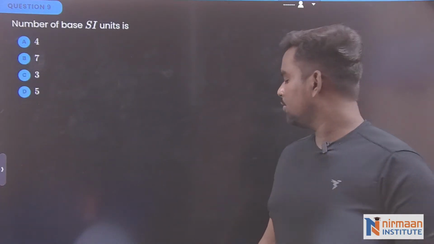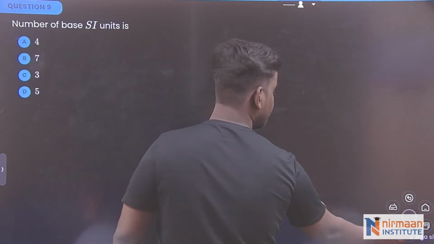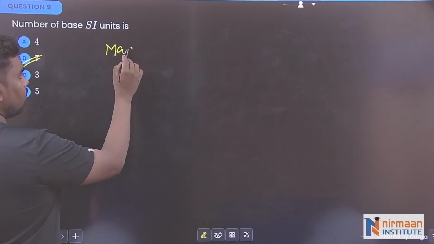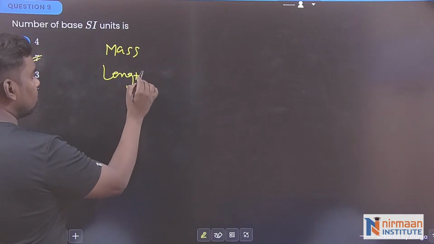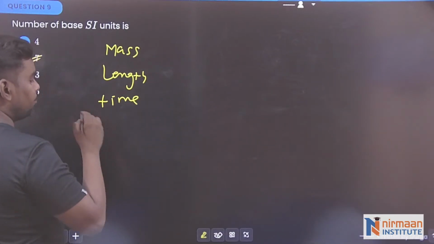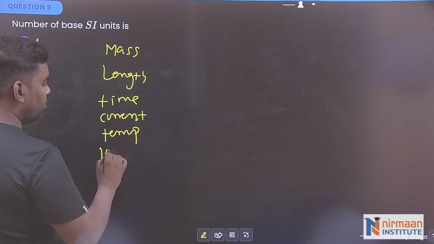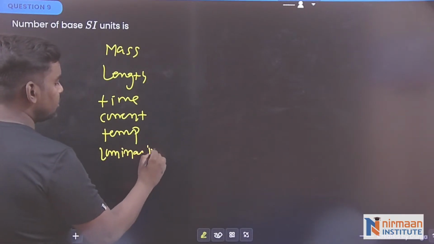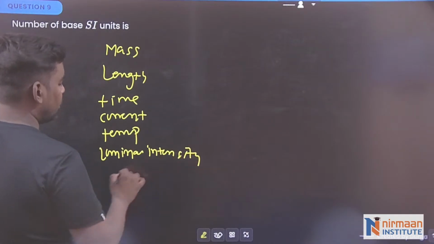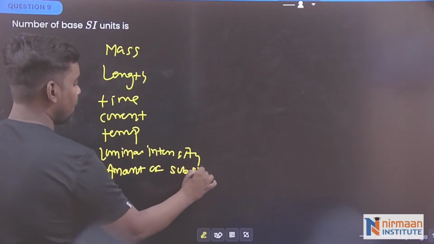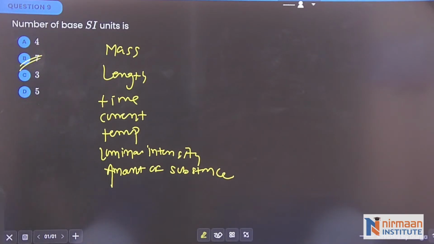What were our SI units? Tell me. There are 7, right? Fundamental quantities are 7. So what are they? Mass, length, time, current, temperature, luminous intensity, and amount of substance. There were 7 base SI units. Okay, fine. Mass, length, time, current, temperature, luminous intensity, and amount of substance.